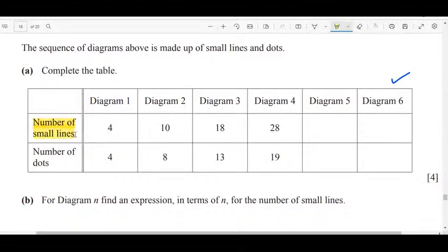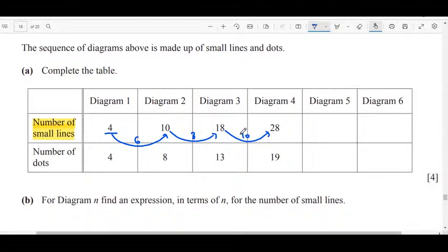Let's talk about this one. Okay. Now the first value is 4. For going from 4 to 10, I need to add what? I need to add 6. From 10 to 18, I need to add 8. From 18 to 28, I need to add 10.